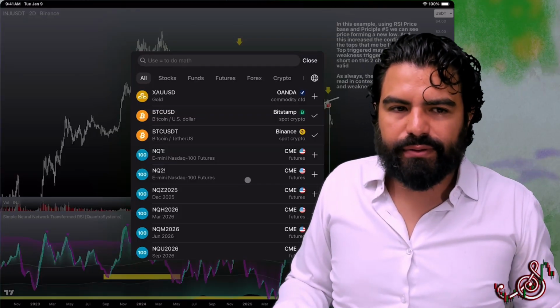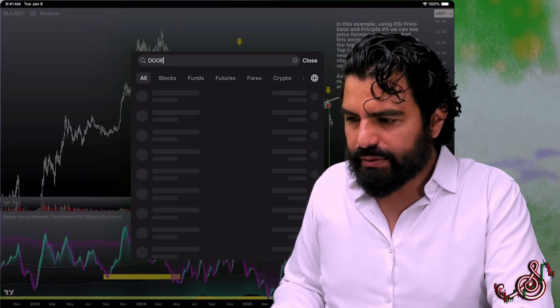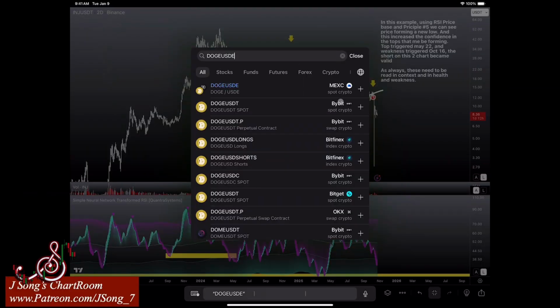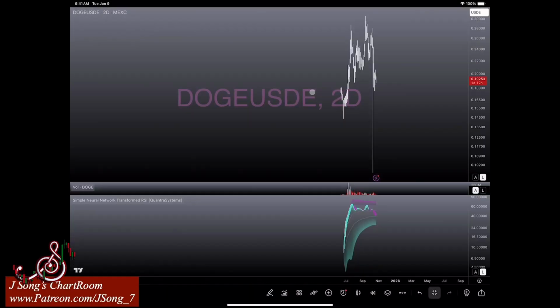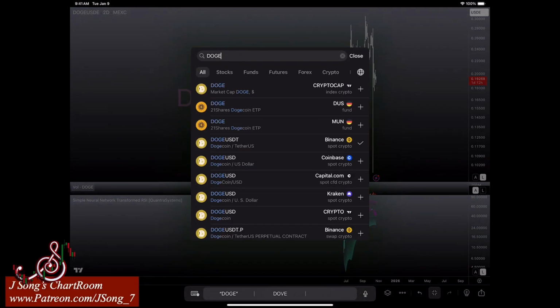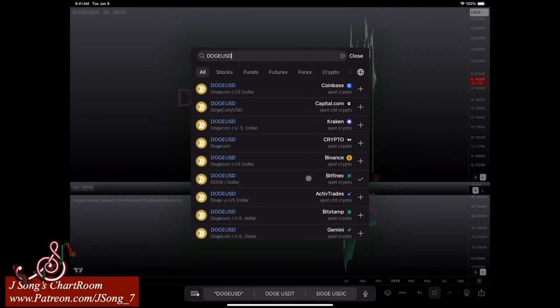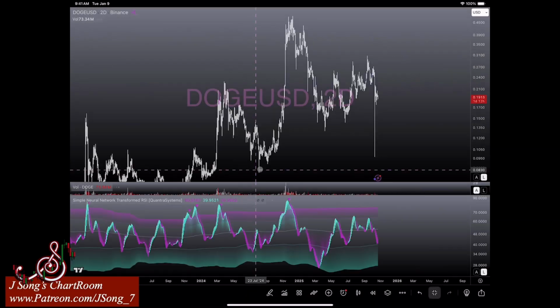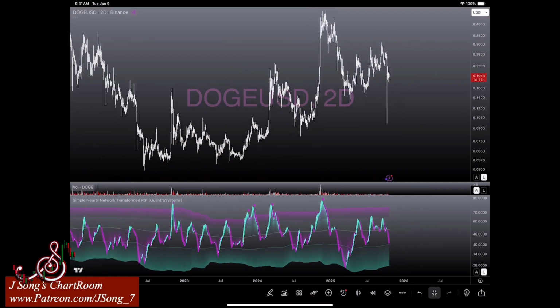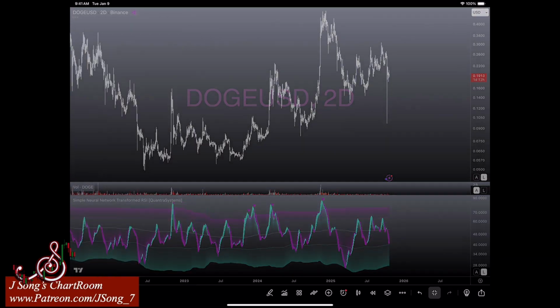So we're going to pull up Doge. Let's pull up here. Nope, can't use that one. That's the wrong Doge. Let's go to here. Doge, we'll pull it up on Binance. There we go. That's what we can use. And let's see if we can do something smaller.